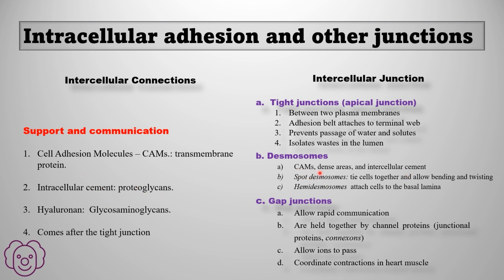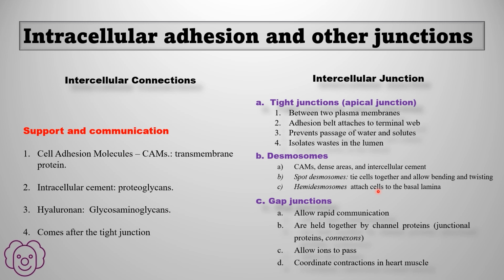It is formed of this one. And we have two types, the spot desmosomes and the hemidesmosomes. Those tie cells together and allow bending and twisting of the cell. And this is the hemidesmosomes. They attach the cell to the basal lamina. Be careful. When you go to the upper image, you can see them and see where they are and what they function for in each place.